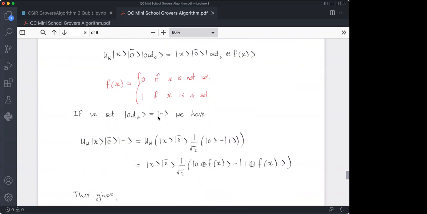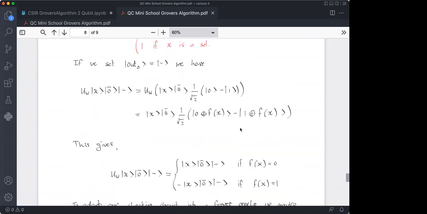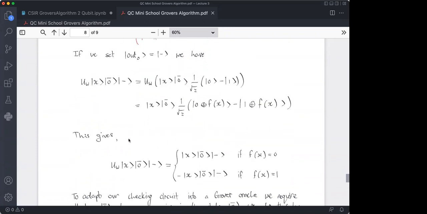So if we set out 0 to be the minus state, which you've seen in previous lectures, this is just 1 over square root 2 on 0 minus 1, then this is what the action of the oracle looks like after doing a bit of algebra. What this gives us is that the action of the oracle on our three registers is going to be the same register if f of x is 0, and it'll be a minus 1 times the initial register if f of x is 1. So there we go. We found a way to include phase kickback with this oracle.